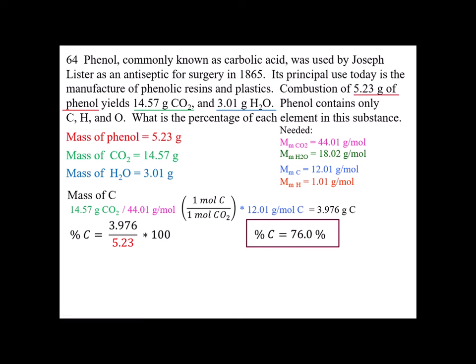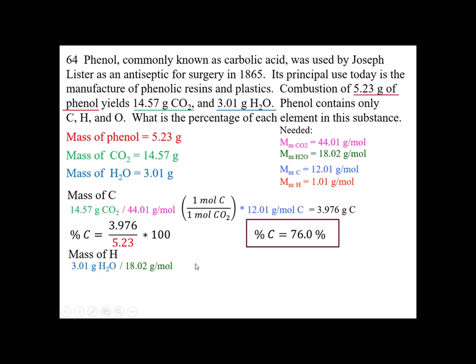Okay, for the hydrogen, phenol again is my whole, so it has both carbon, hydrogen, and oxygen. So that's my whole. Carbon dioxide doesn't have hydrogen in it, so I'm going to start from water. So for the mass of the hydrogen, I'm going to start with my mass of water. It's 3.01 grams. Again, to be able to compare amounts, I cannot use mass. I have to use moles. So to get to moles of that, I have to divide by its molar mass of 18.02. So I divide by 18.02.